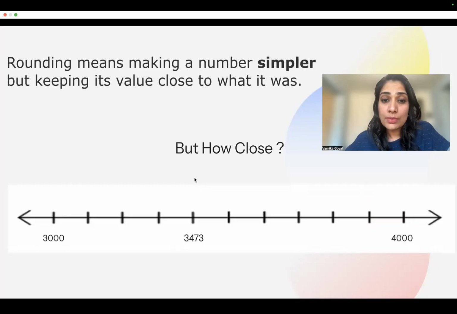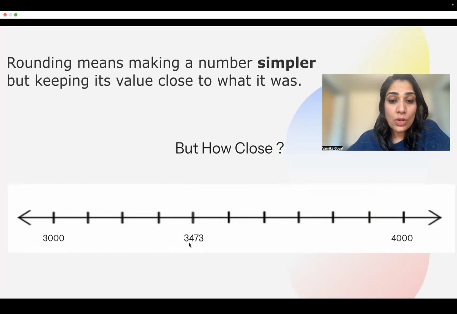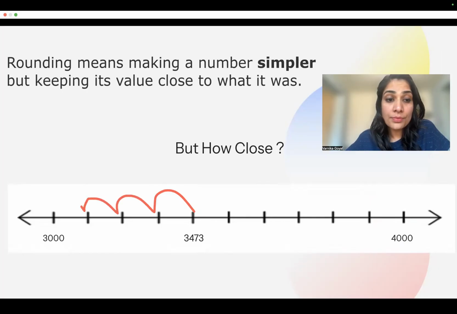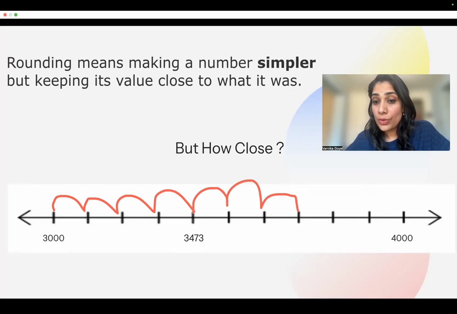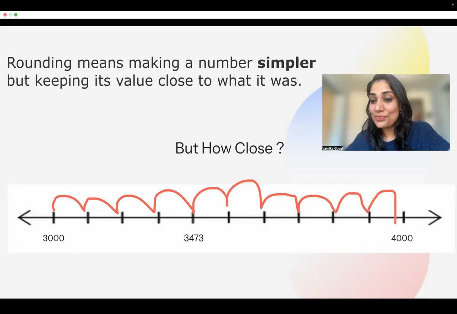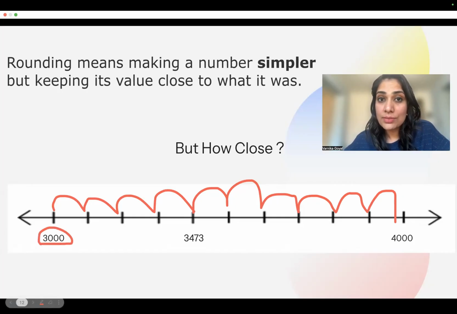But how close? Let's look. If I say I have a number 3,473 and I want to just know the estimate on its thousands, I am not interested in the rest three digits. So I either want to know it is closer to 3,000 or whether it's closer to 4,000. If you look at this number line, you can easily see that here the number of hops are 4, while if I have to go 1, 2, 3, 4, 5, 6, right? So 6 hops. So we can say the closer is 3,000.